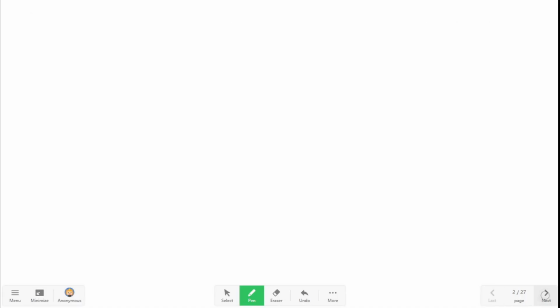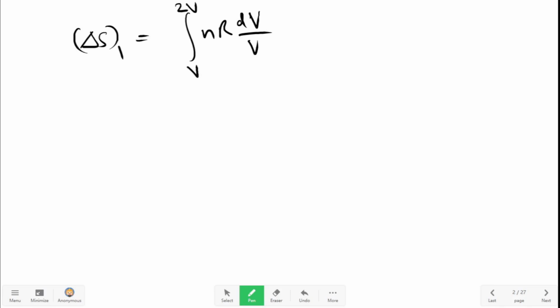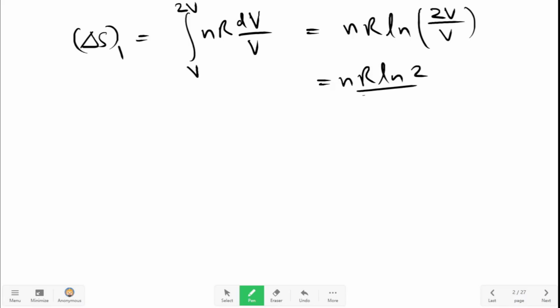Now if we integrate this, we will get change in entropy for the first process. This will be equal to integral nR dV upon V. Now in this process, volume is changing from V to 2V. The volume is doubling. This is equal to nR ln Vf upon Vi. Vf is 2V and initial volume is V. This is equal to nR ln 2. So this is the change in entropy for the first process.